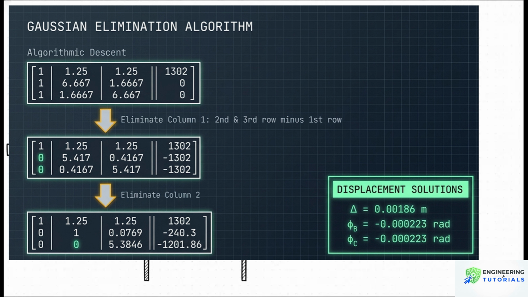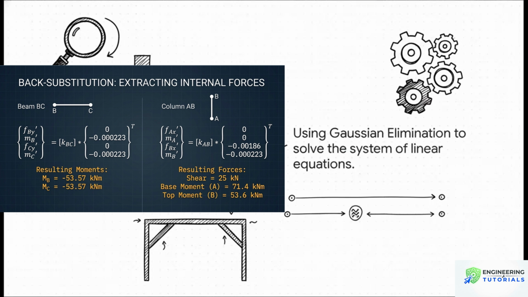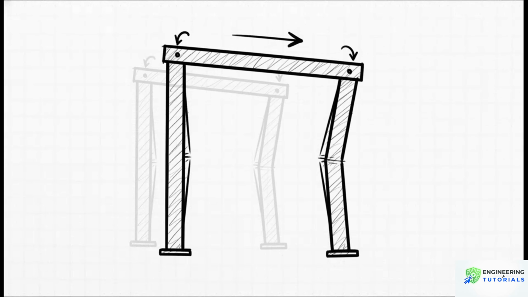So how do you solve a system of 3 linear equations like this? We use a classic, tried-and-true mathematical procedure called Gaussian elimination. As you can see here, it's just a really systematic process of adding and subtracting the rows of the matrix to simplify it, step by step, until the answers for our unknowns just pop out. And boom! Here are the results. After all that work, we've found exactly how the frame is going to move. It sways sideways by just under 2 millimeters, and both corners rotate inwards just a tiny, tiny fraction of a radian. We've officially solved for our unknowns.